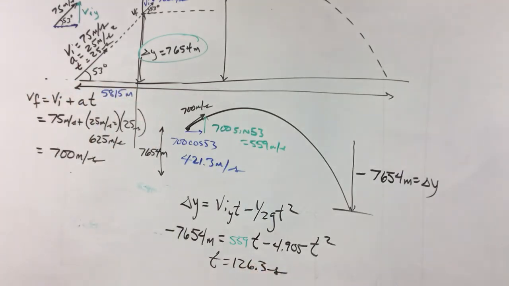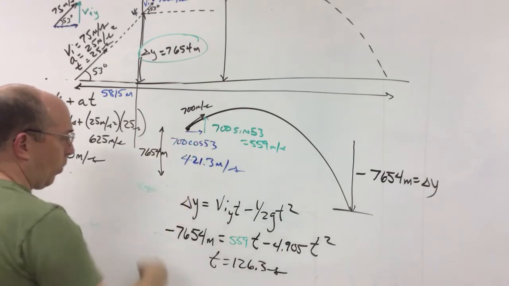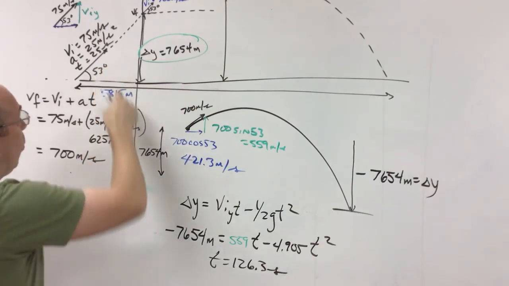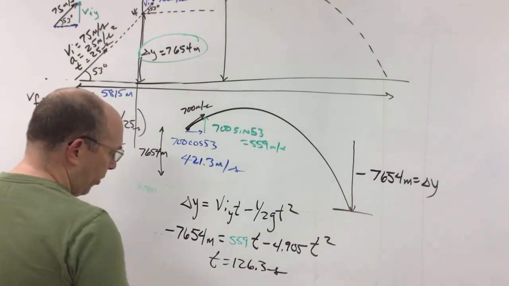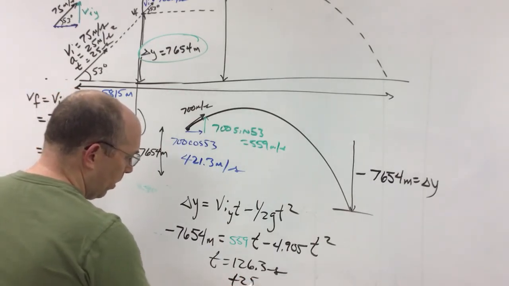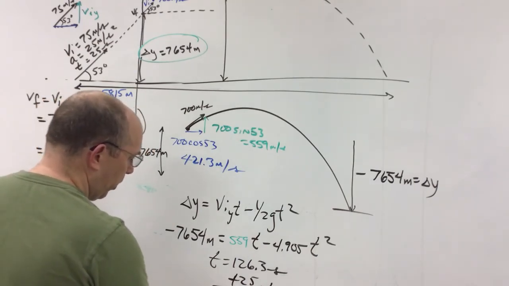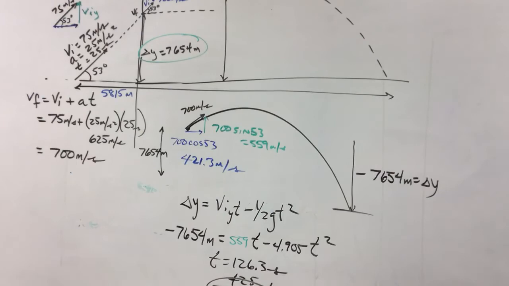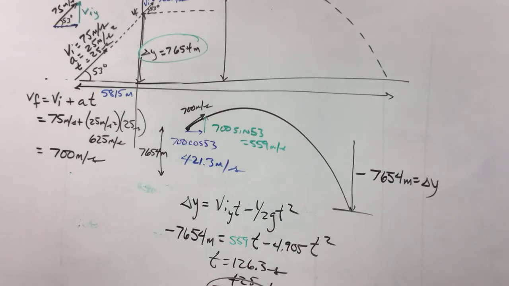seconds. That's going to be the positive root, right? There'd be a negative root, but that makes no sense because that would actually be going back downwards into the ground. So that's for the second part. The time for the first part was 25 seconds. The time for the second part is 126.3. So now we add the two together to get a total time, and that should be 151.3 seconds total time in the air. So that answered part of our question.